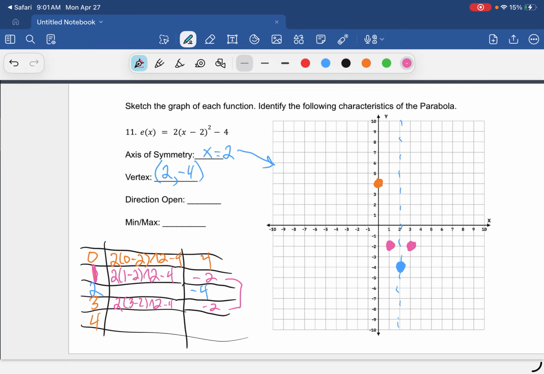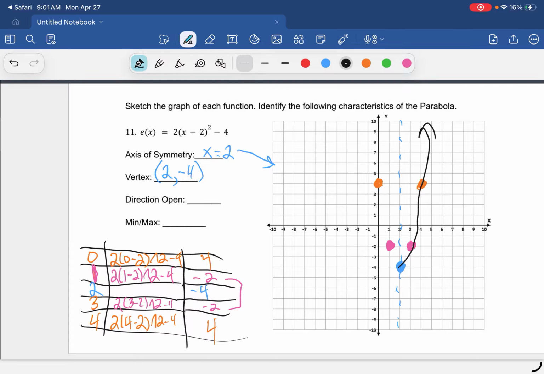And then I would do that for 4, 2 parenthesis, 4 minus 2 squared minus 4. Cool, and I got 4. On my graph, you can see what the reflecting points look like, right? Notice I'm color coding everything. This is what it's supposed to look like. And then what I would do to finish this graph is I would draw my beautiful curve.